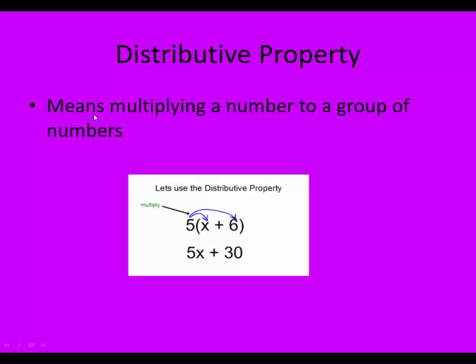Distributive property means multiplying a number to a group of numbers. So if we are going to be using the distributive property of multiplication, that just means that the number on the outside goes into both of the numbers on the inside, so you multiply them. So when you multiply 5 on the outside by x, you get 5x. When you multiply 5 times 6 on the inside, you get 30. So that's how they get this answer down here. So we are going to be using distributive property this week as well.